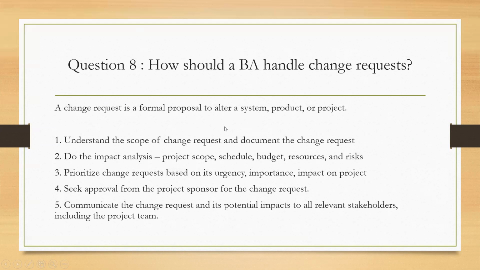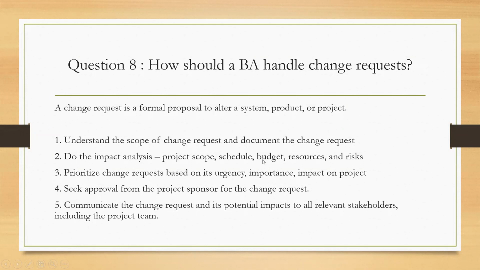Then, before handling a change request, what the BA needs to do is understand the scope of the change request and document it. When the change request comes, you need to understand the scope and document it. And you need to conduct an impact analysis. You need to check whatever change request we have got: is it within the scope of our project or not? Can we do this change request?